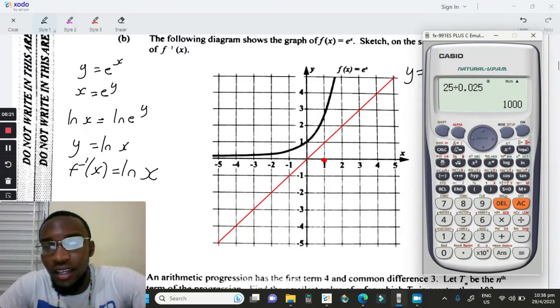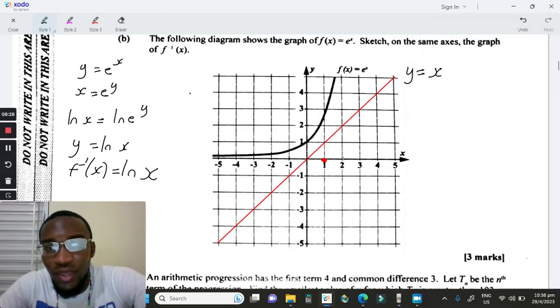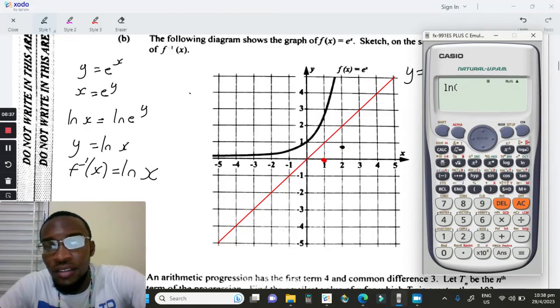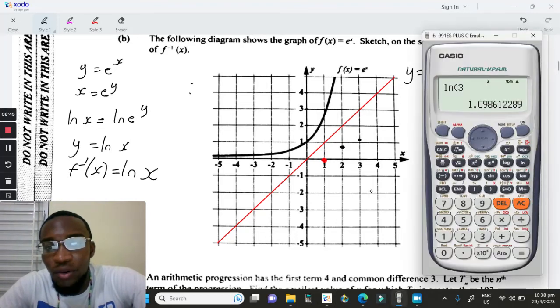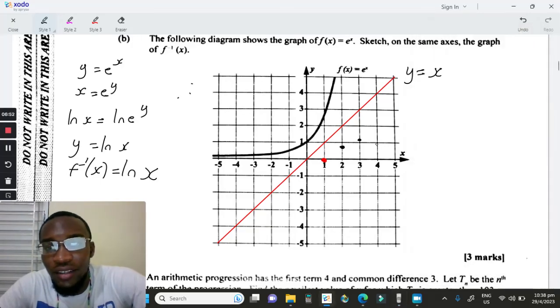Alright, so we know that the log of 1 is 0, and then you can just put in the rest, like the log of 2. The log of 2 is 0.69. So when x is 2, we get 0.69, maybe somewhere here. Then put in the log of 3. The log of 3 is 1.1. 1.1 might be somewhere here. Then we'll put in the log of 4, and the log of 4 is 1.39.